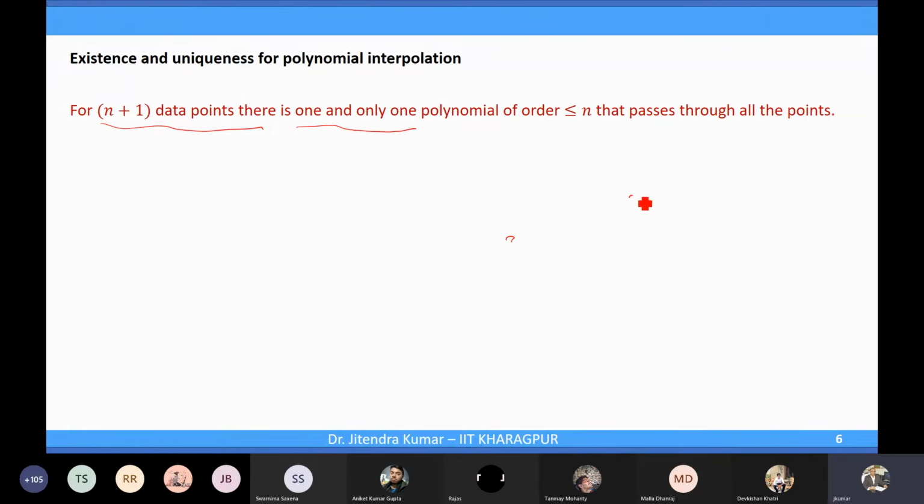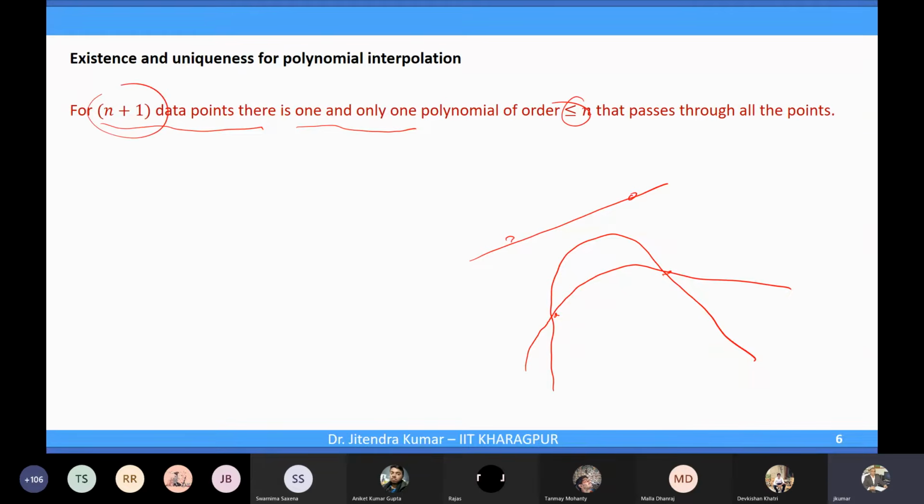You cannot have 2 straight lines passing through these points. It is going to be only one. But if you lose the restriction on the degree, or the order, of the polynomial, then anything can happen. So you have these 2 points. This is a quadratic polynomial, then this can also be a quadratic polynomial. That uniqueness is gone if you go beyond that order n for given n plus 1 data points.